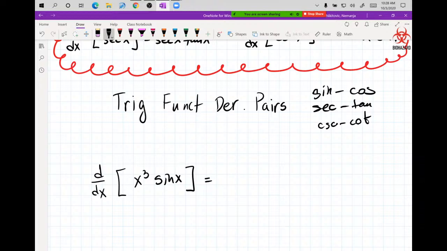What method do we use? The product rule. Beautiful. We see the product rule because it's times, and we just unleash the product rule formula, and the problem is solved. So we're going to say copy the first, derivative of the second, derivative of sine is cosine, plus copy the second, which is sine x, times derivative of the first, 3x squared.